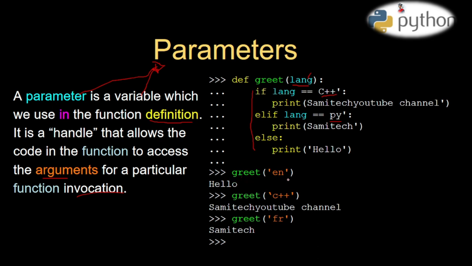So great en, great is the function name, then we pass this value. enn equal to c++ no, enn equal to py no, then else print hello.